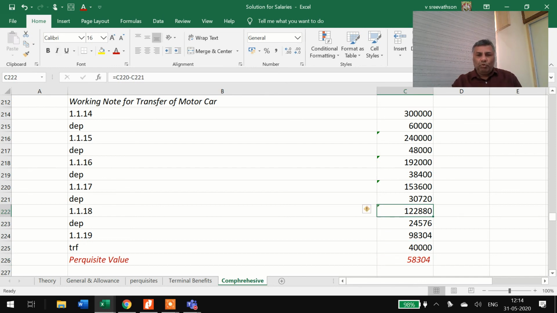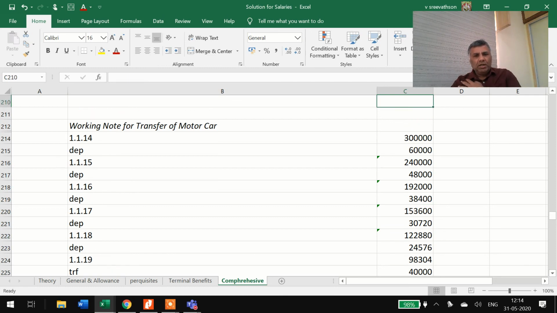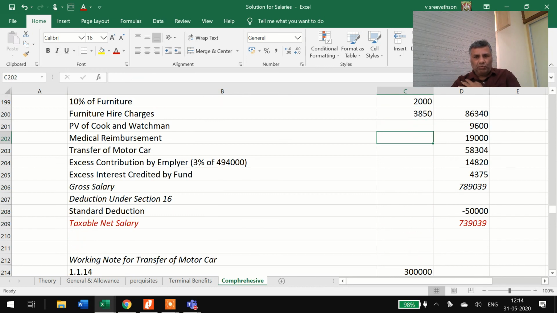I think Ovia, you stopped here. You should work up to here. Otherwise, almost all of you got this correct. That is 58,304. And the excess contribution is 14,820, then excess interest credited. So I'm getting a gross, deduction and net.